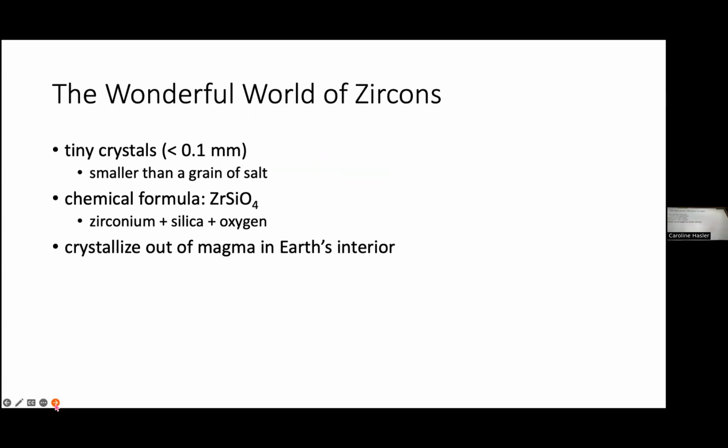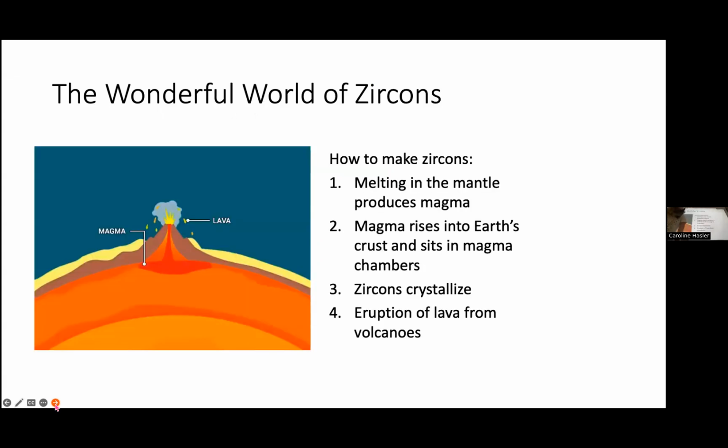They consist of zirconium, silica, and oxygen, and they crystallize out of magma, so molten rock, in Earth's interior. The recipe for how to make a zircon is you melt rock in the mantle to produce a magma. That magma will rise up towards Earth's crust and collect there in these big magma chambers. The magma chambers are where the zircons crystallize out of the magma. So as the magma cools, individual minerals will start to solidify, and zircons are some of those minerals. That magma will then be erupted as lava from volcanoes, and the zircons will be erupted with it onto Earth's surface, where we can collect them and date them today.